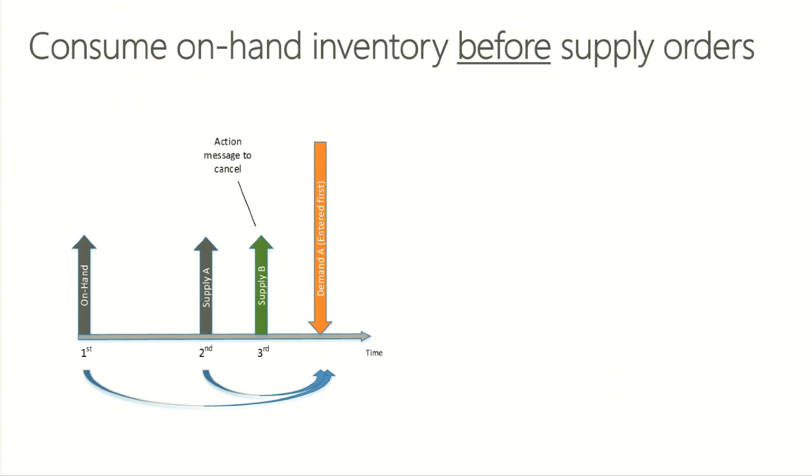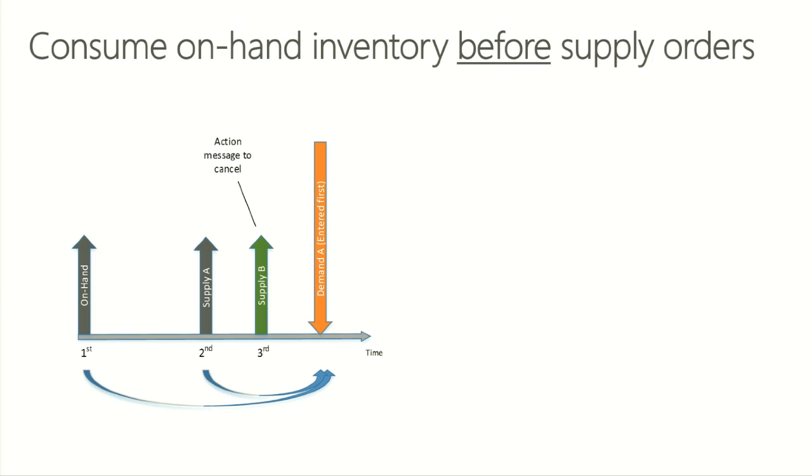So far, the reaction was that it would by default start pegging the on hand and the supply A, and it would create an action message to cancel on supply B. Now we can discuss whether that is right or wrong, but for the master scheduling explosion, there's no issue with that.